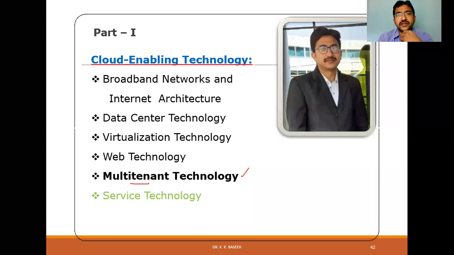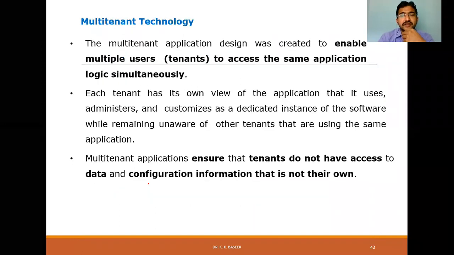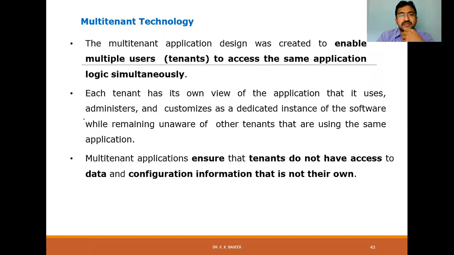A very interesting topic, this multi-tenant. Come to the first definition itself. What does the theme actually talk about? Multi-tenant application design was created for enabling multiple users. Here the multiple users are called tenants, a user who is using a service on a payment basis, or maybe a free service, to access the same application logically simultaneously.